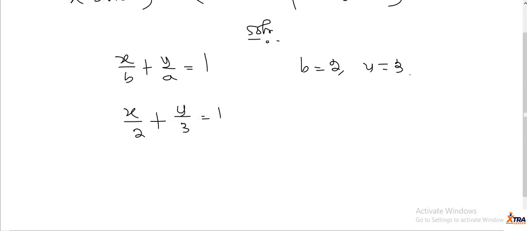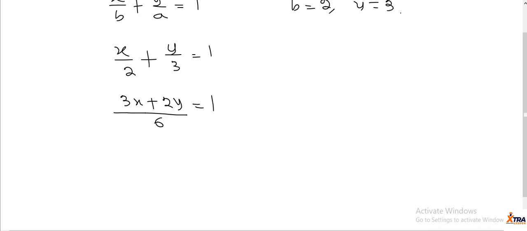So we find the LCM, which is 6, and that gives us 3x plus 2y equals 6. So we have the final answer as 3x plus 2y equals 6, or you can leave it as 2y plus 3x equals 6.